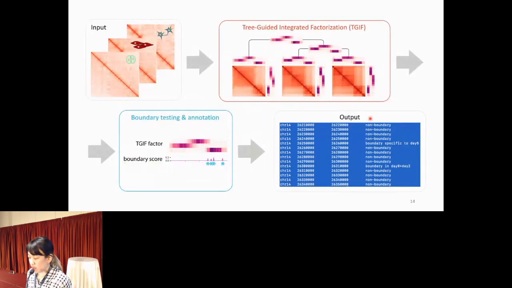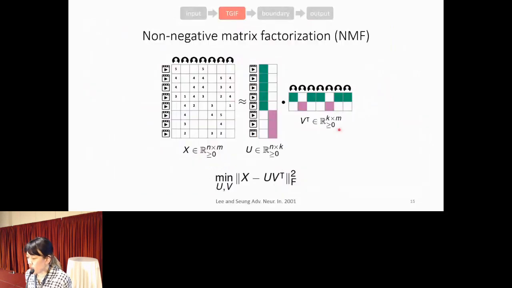So we developed a pipeline that involves a multitask factorization framework and some downstream significance testing and annotation, which we will walk through now. The core component of our proposed method is non-negative matrix factorization, or NMF. The non-negativity is relevant because Hi-C matrices in most normalization schemes are non-negative. So what is NMF?